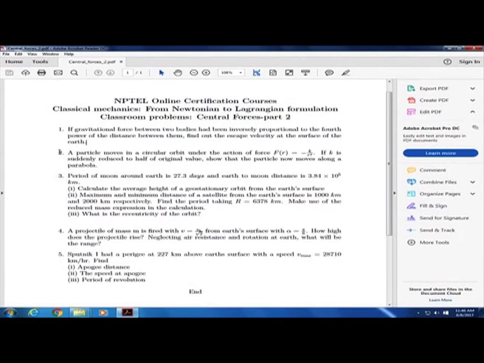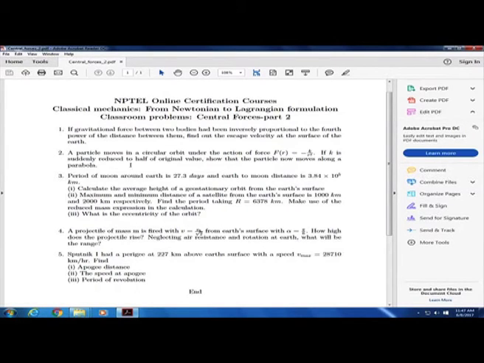Now, let us move to problem number 2. Okay. Problem number 2 says a particle moves in a circular orbit under the action of this force F r equal to minus k by r square, which is the standard inverse square attractive force. If k is suddenly reduced to half of its original value, show that the particle now moves along a parabola. So, it is a tricky problem. Think of it this way. What happens?